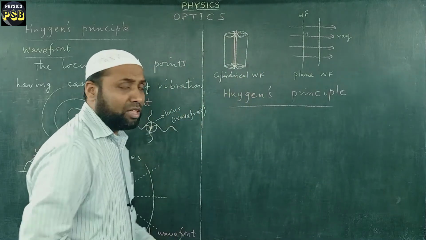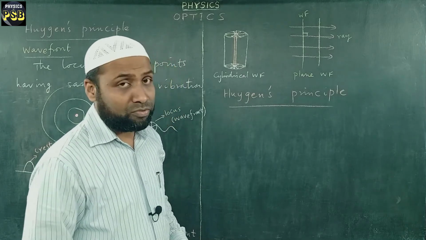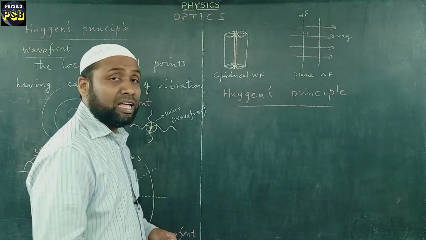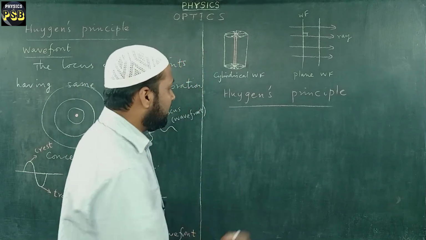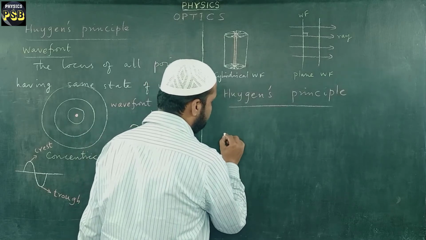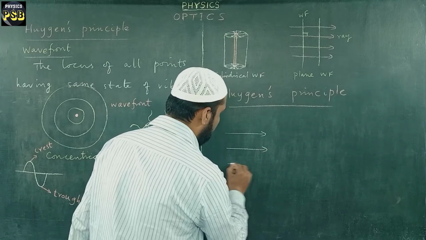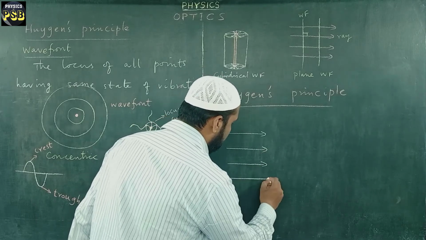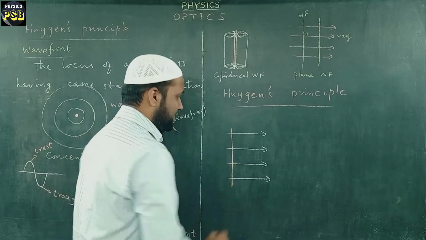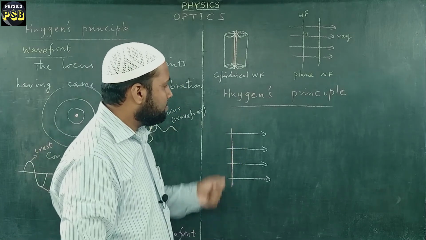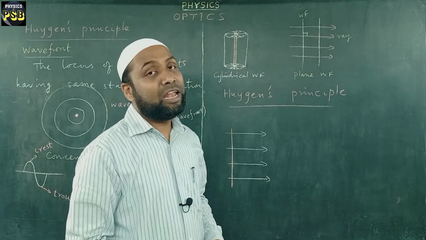Now let me explain this with the help of a simple example. Here I take a source of light located at infinite distance. In that case, it gives out parallel rays. Okay, and here a line drawn perpendicular to these rays is nothing but a wavefront. This kind of wavefront is known as a plane wavefront.